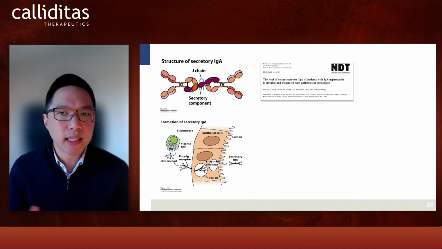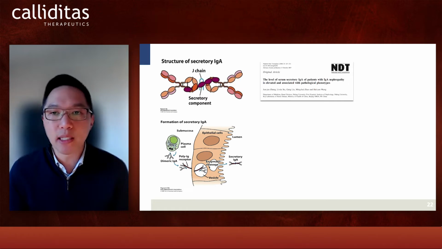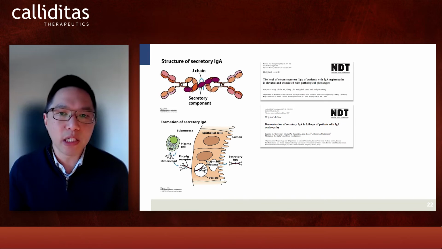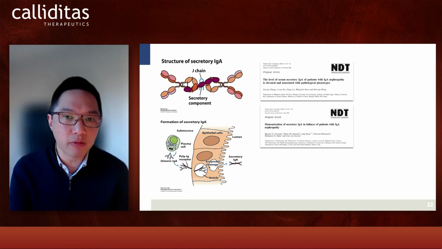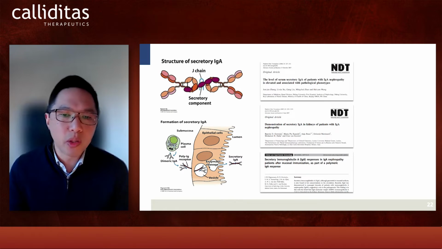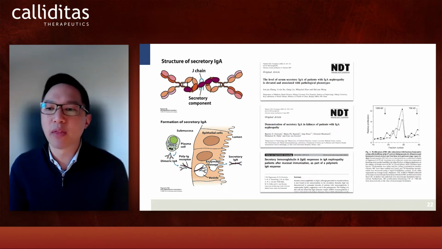And this component gives that IgA resistance to proteolytic cleavage. Through studies in IgA nephropathy patients, we know that the level of secretory IgA is increased in IgA nephropathy patients, and also that elevated levels are associated with worse histological features. We know that secretory IgA can also be isolated from those glomerular deposits in IgA nephropathy.